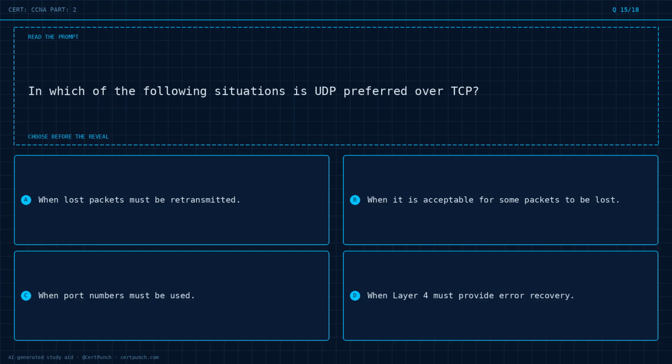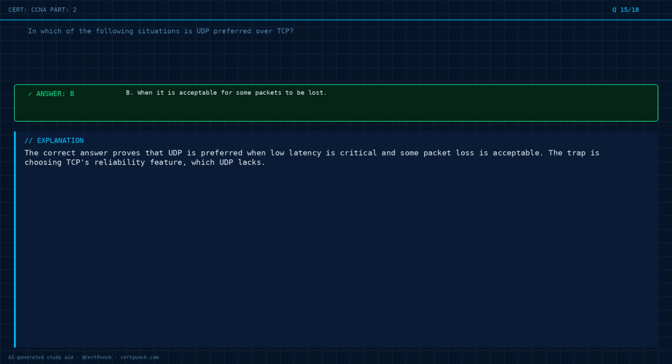Decide on the strongest option before the reveal. Stay with your gut. The answer is option B. Key cue. The correct answer proves that UDP is preferred when low latency is critical and some packet loss is acceptable. The trap is choosing TCP's reliability feature, which UDP lacks.